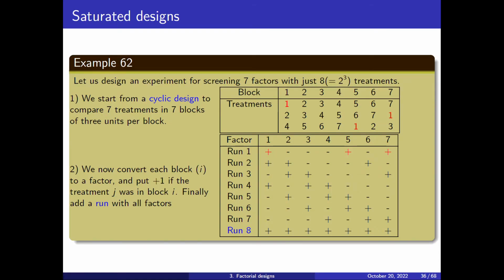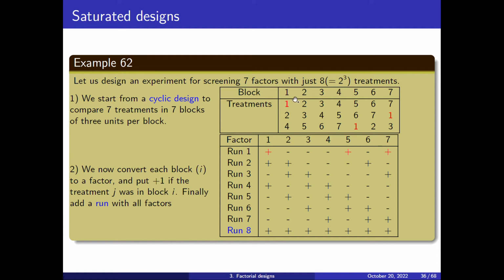So let's say that we have 7 screening factors, and so we are screening 7 factors, and we will use only 8 runs. So we may start with something called a cyclic design. These are also called saturated designs.